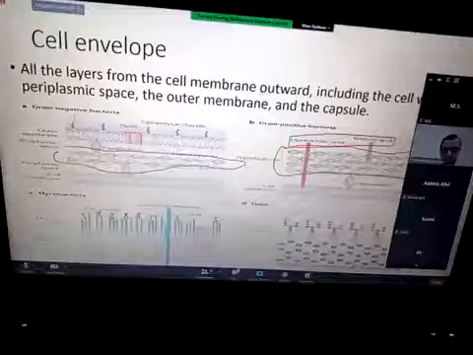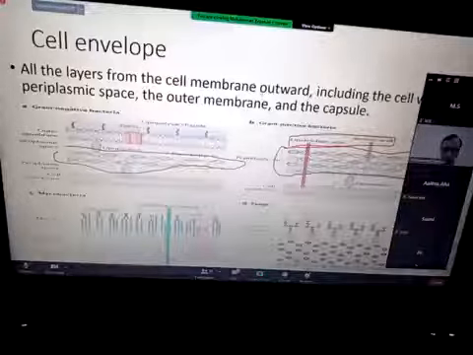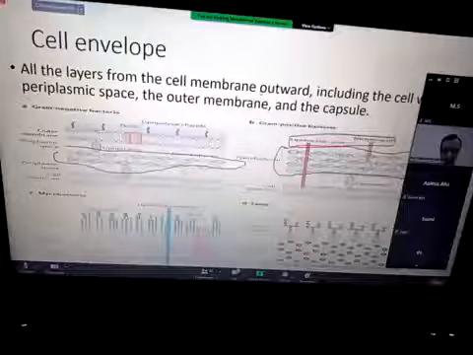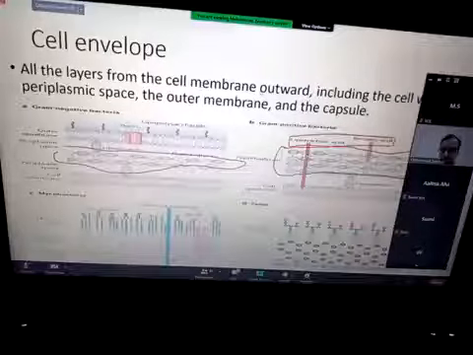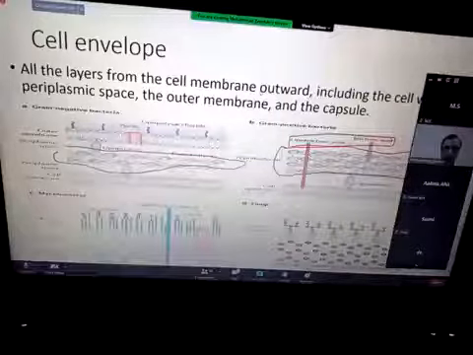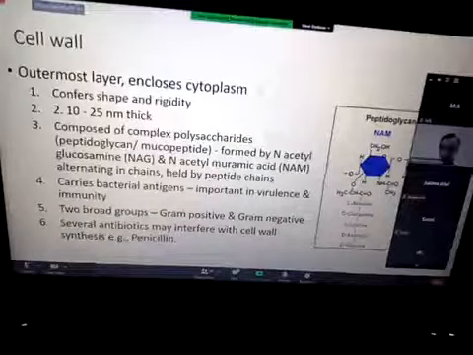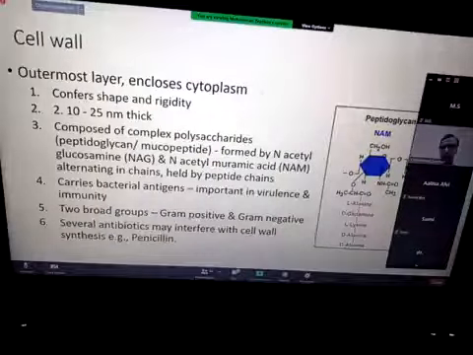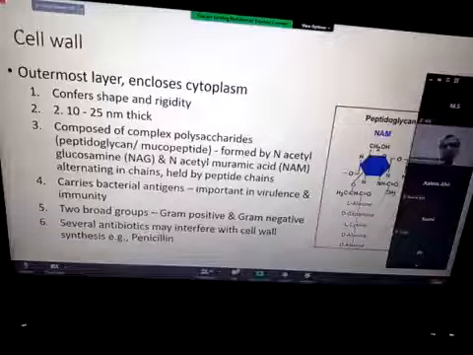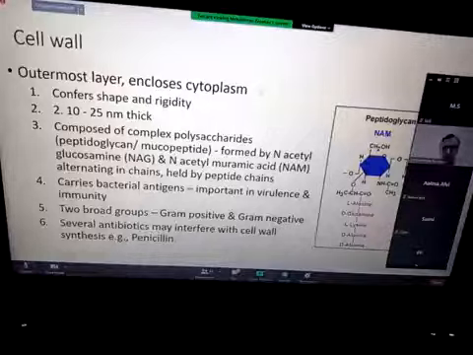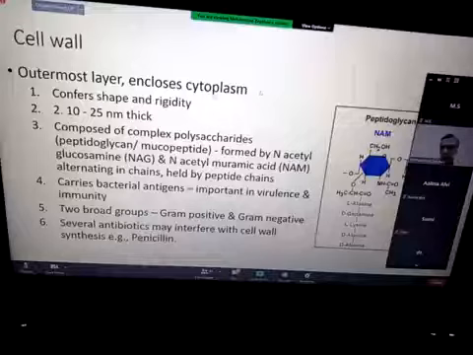So the cell wall structure, I repeat, is very important in classifying bacteria on the basis of peptidoglycan thickness. We classify gram-negative and gram-positive. Gram-positive has thick peptidoglycan and gram-negative has thin peptidoglycan. If we start from the cell wall, which is an important structure, it is the outermost layer if some bacteria do not have a capsule, and the outermost layer encloses the cytoplasm.